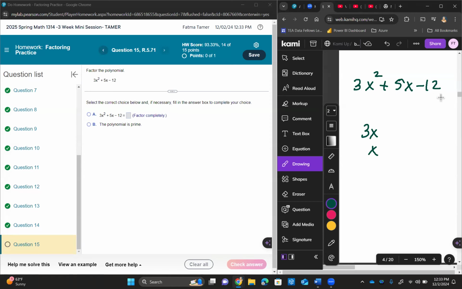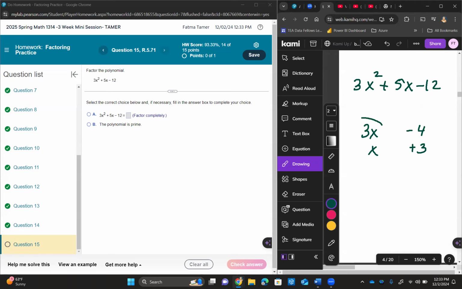I can use 1 times 12. I can do 2 times 6. I can do 3 times 4. I just don't know which one is going to work. Or I can do 6 times 2. I want to give it a start with 4 times 3. 4 times 3 is 12. One of them has to be positive, one of them has to be negative, but when I combine them, the middle term is positive. So I'm going to make this a positive and make this a negative. So when I multiply them, I still have a negative 12.